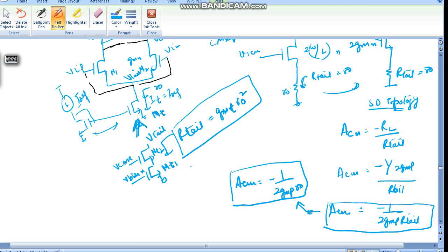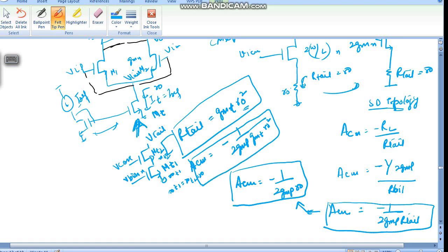So in that case ACM will be minus 1 by 2 GMP, and R tail is GM tail RO square. So you can write RO T1, RO T2, and I am assuming RO T1 equals RO T2 equals RO, which we are writing here. So now ACM is this.